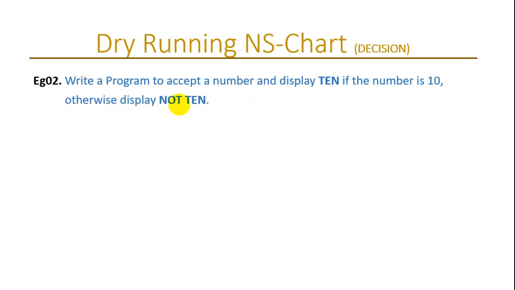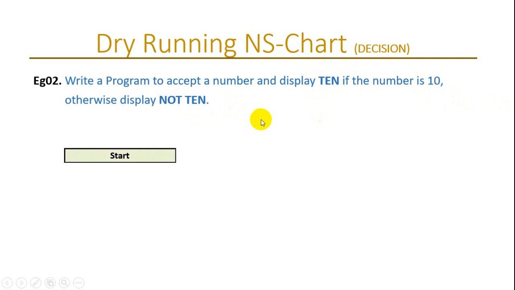In the previous one, if it is true only, we printed something. If it is false, we didn't want to do anything. So we put null and went through that. But in this case, we have something for both. For the true part also we have something. For the false part also we have something. So we are going to take a number and display either the word 10 or not 10, depending on what the user has entered.